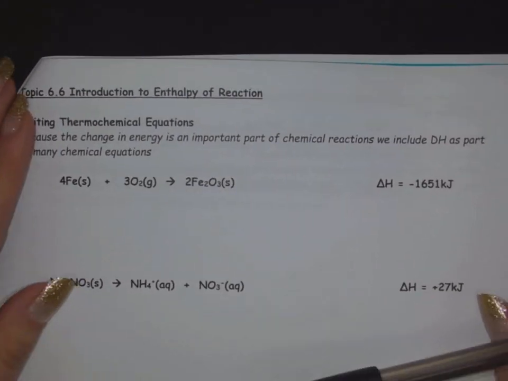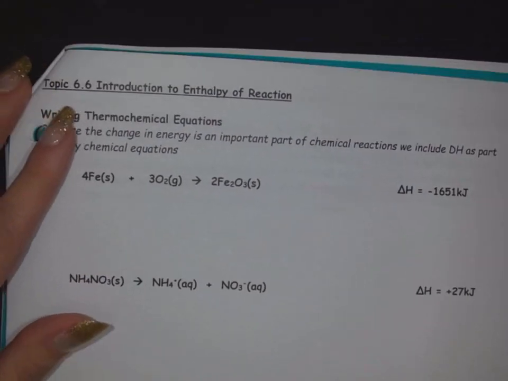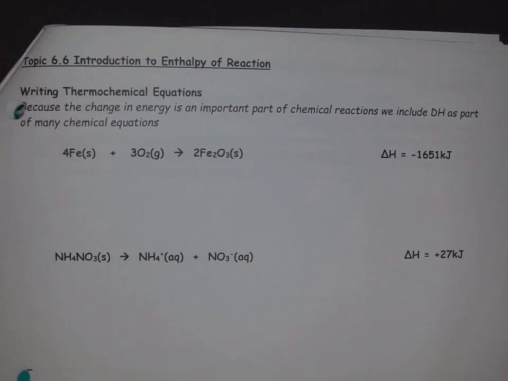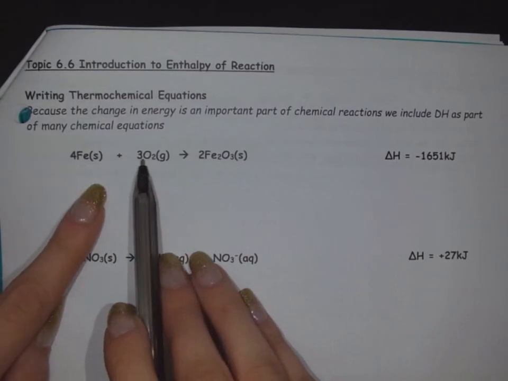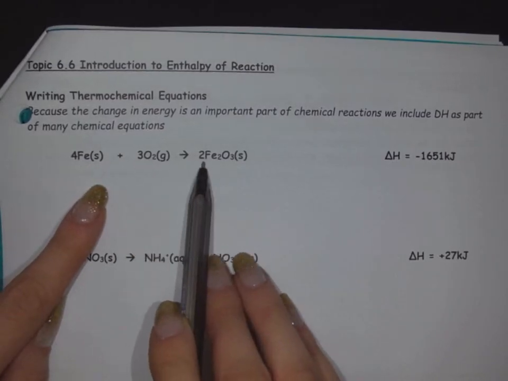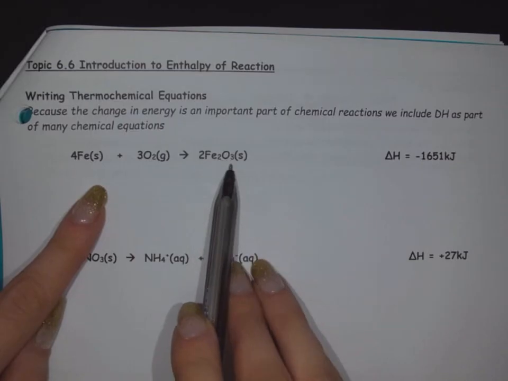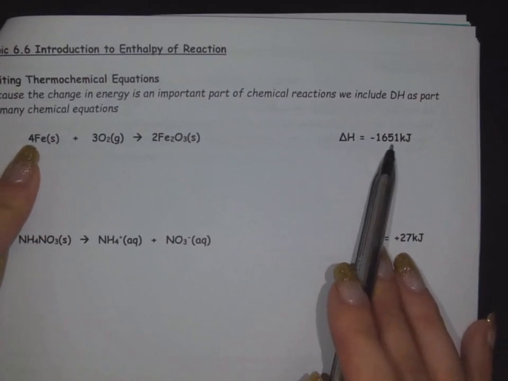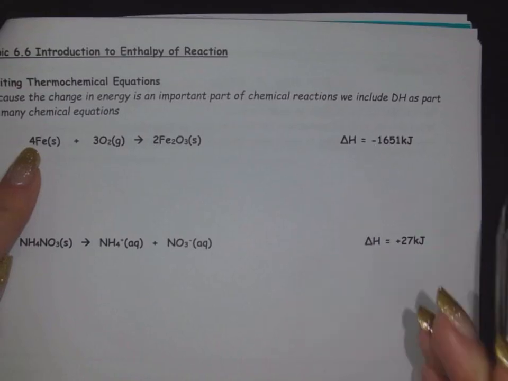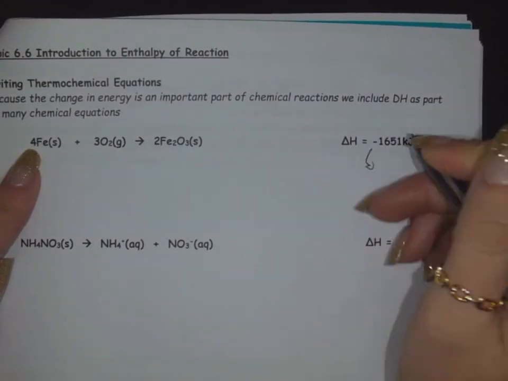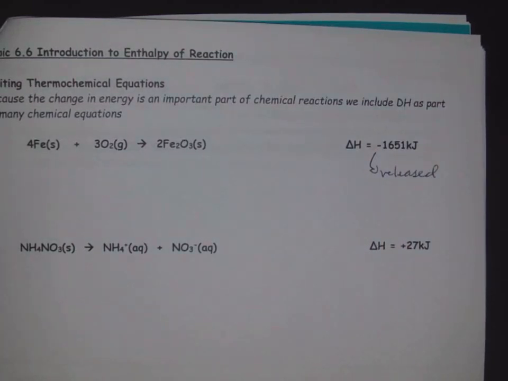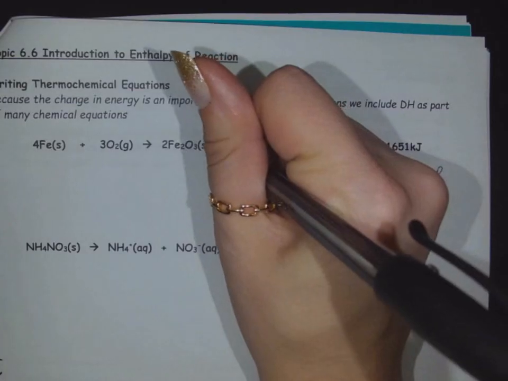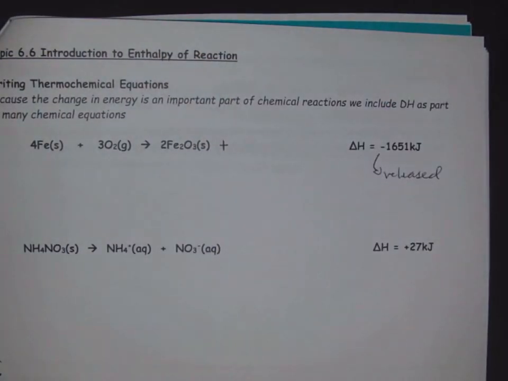All right, this leads us to the new stuff, topic 6.6. Introduction to enthalpy of reaction. So when this reaction happens, when 4 moles of iron react with 3 moles of O2 and 2 moles of iron oxide is produced, this much kinetic energy is released, and I know it's released because of the negative. Okay, released. It's exothermic, it's exiting. And a way of thinking about that is as a product. It's like we made that energy, like it was released out of the system.